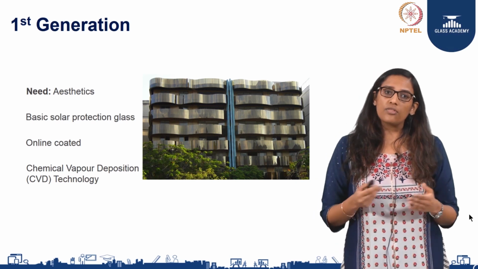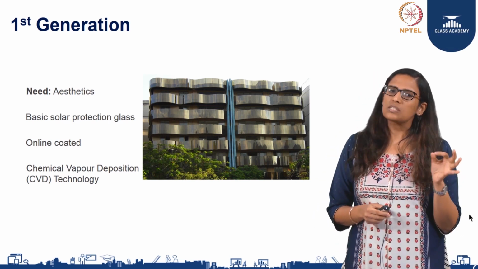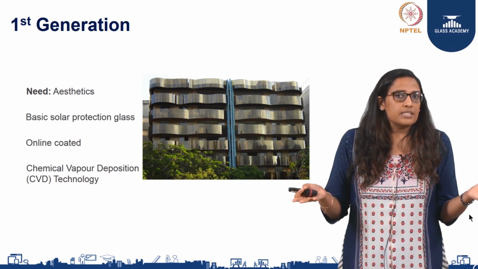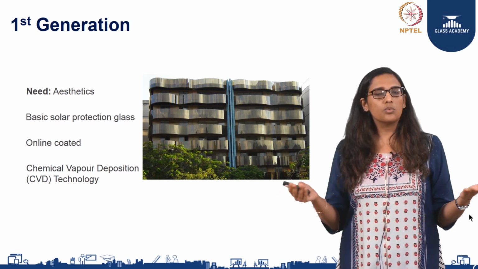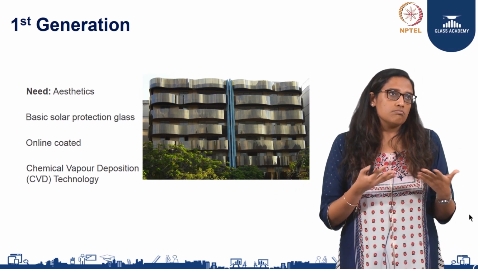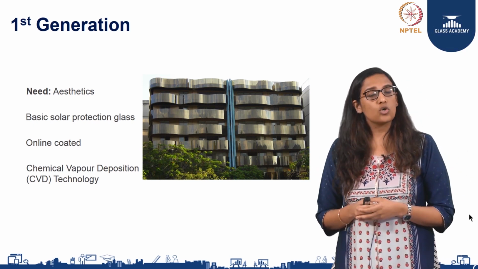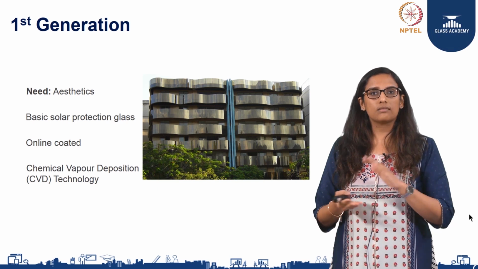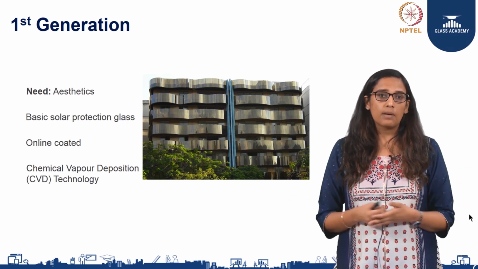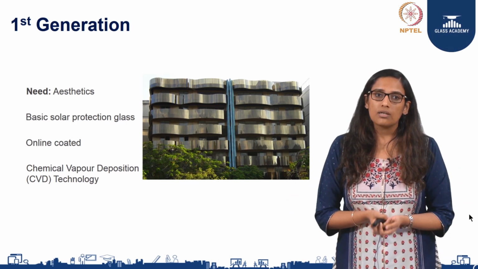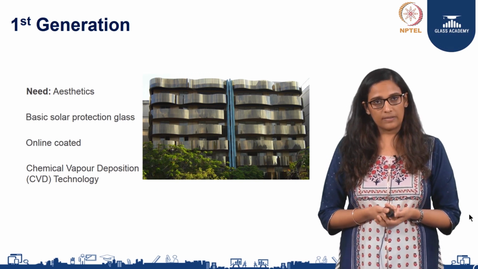So, talking about the first generation product, it was fundamentally developed because we just needed aesthetics. We needed color, we needed reflection. So, the glasses had very basic solar protection properties. They were coated on the line basically to cater to the mass market. And this is also called chemical vapor deposition technology.